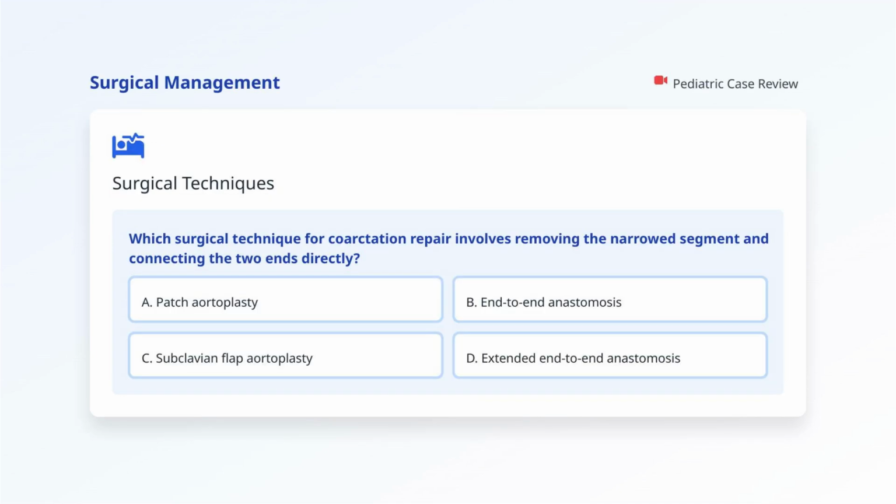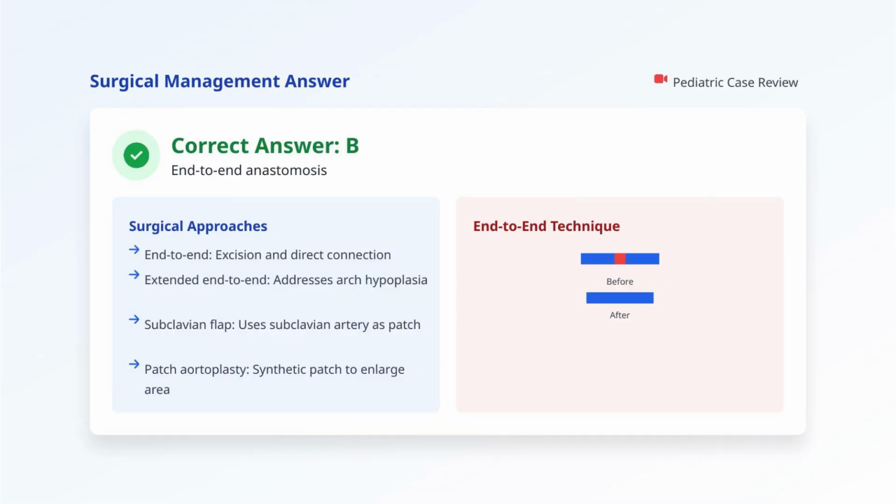Which surgical technique for coarctation repair involves removing the narrowed segment and connecting the two ends directly? A. Patch aortoplasty. B. End-to-end anastomosis. C. Subclavian flap aortoplasty. D. Extended end-to-end anastomosis. The correct answer is B.